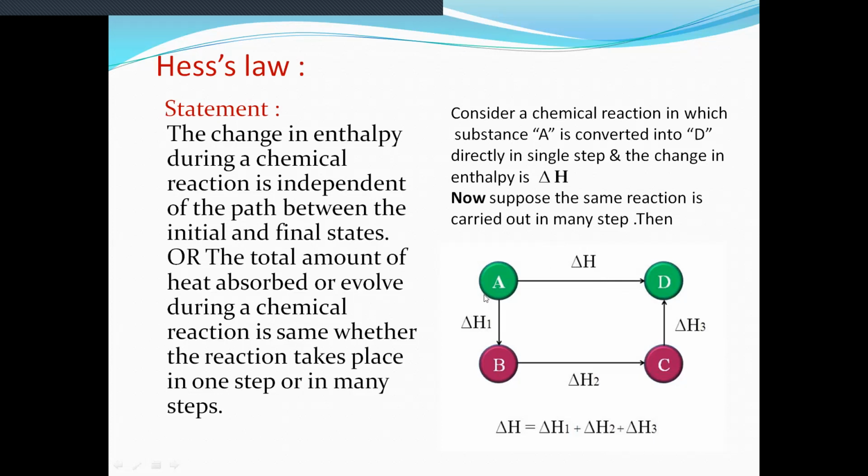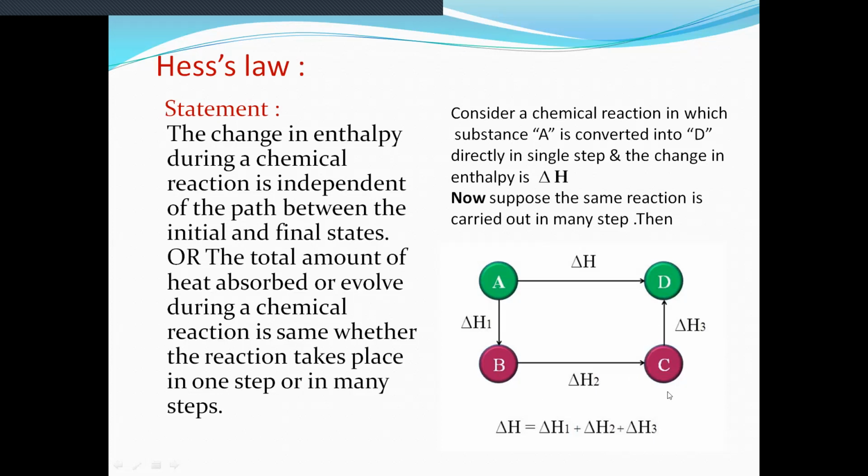This is enthalpy. Now, in the second process, A is converted into D, but it is carried out in three steps. First, A is converted into B. In this process, the heat absorbed or evolved is denoted by delta H1. Now, in the second step, B is converted into C, and the heat absorbed or evolved in this process is denoted by delta H2.